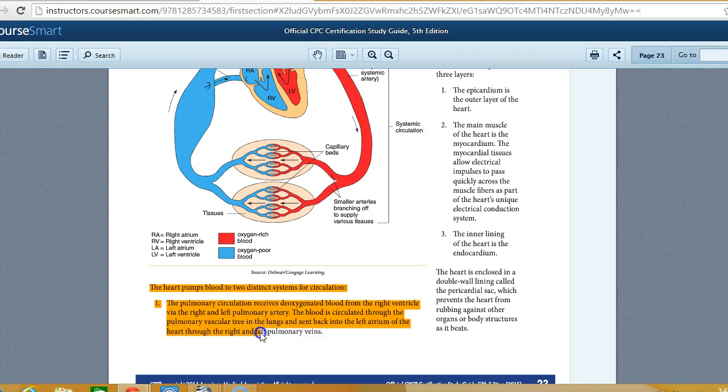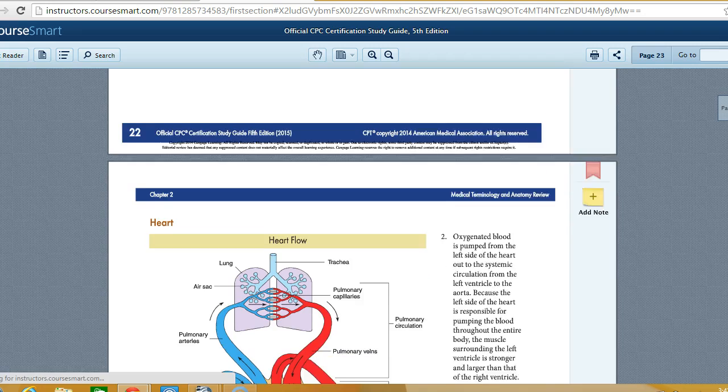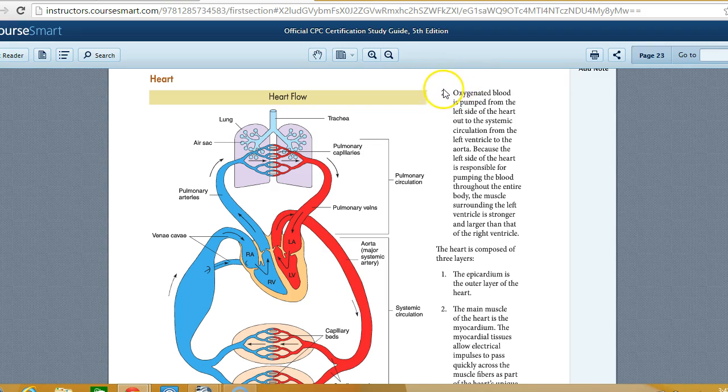So the heart, all right, right here it starts with number 1. And then here you got how the oxygenated blood goes in and out, okay? Right here. That's how the heart pumps blood through the body. That's important, y'all. Know the flow of the blood through the heart.